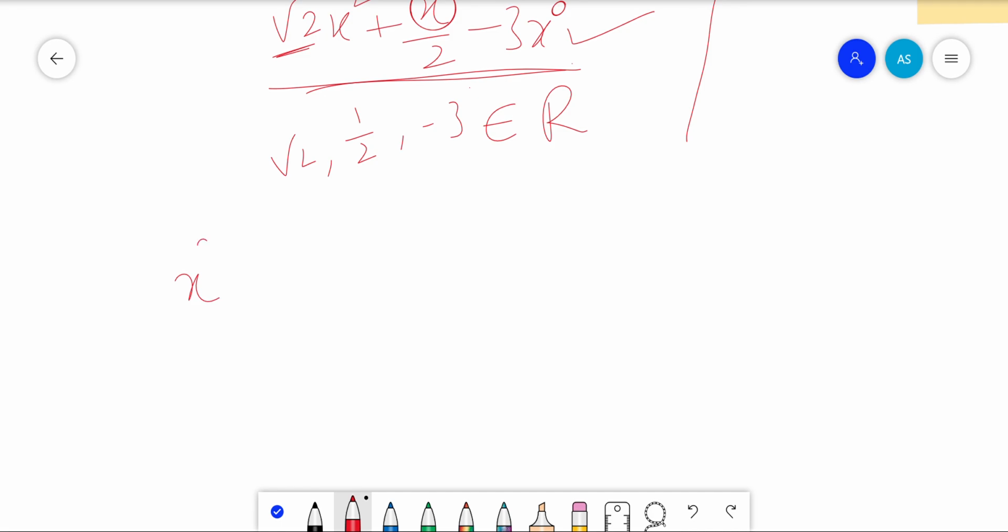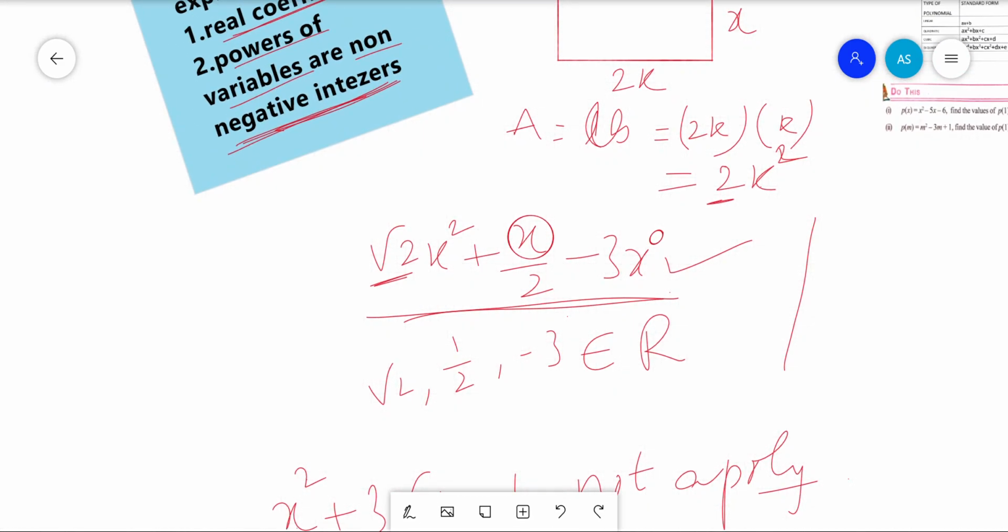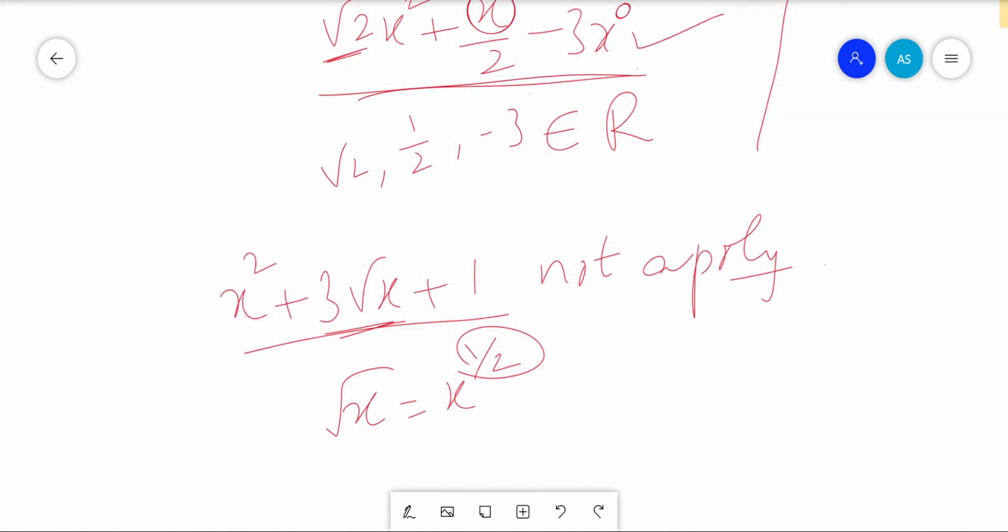Suppose one more example I will tell. x square plus root 3 root x plus 1 is given. So here it is not a polynomial. Why is it not a polynomial? Because x square is there, but the second term, root x, means x to the power of 1 by 2. The power is not a non-negative integer. That's why it is not a polynomial.